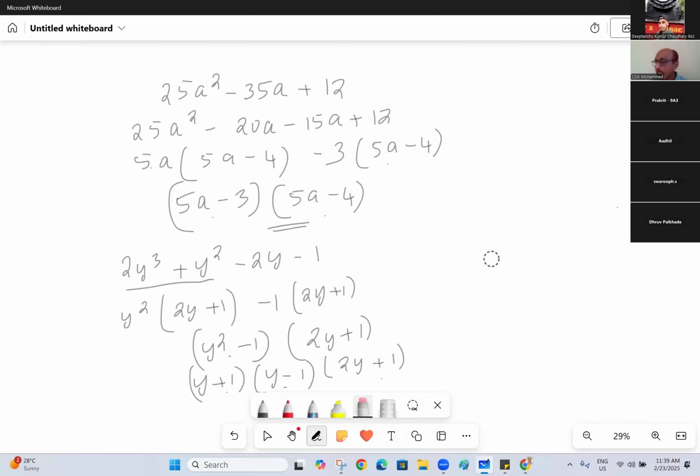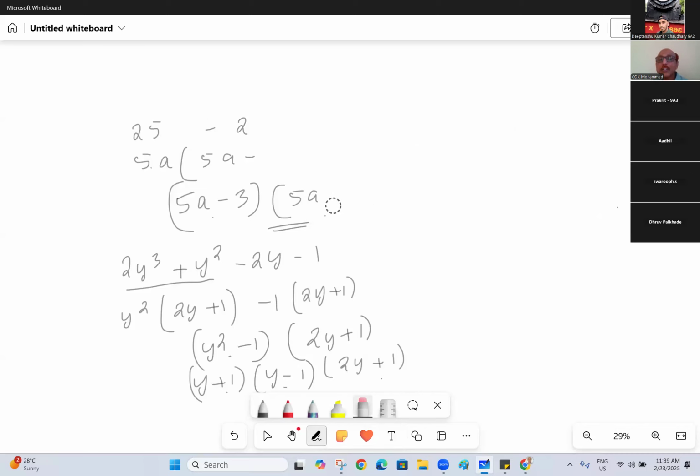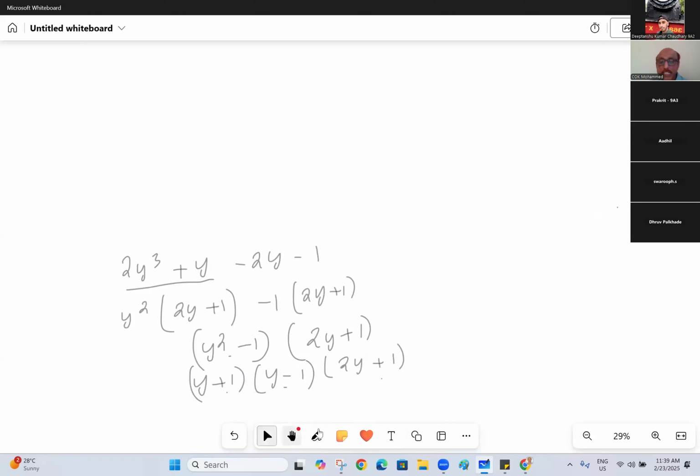We can do it by the Arabic method as well, sir. Arabic method also you can do. Long division also you can do. See, understood? Long division you will write it as, but always go for the easy method. Time is very important. P of y is equal to 2y cube plus y minus 2y minus 1.